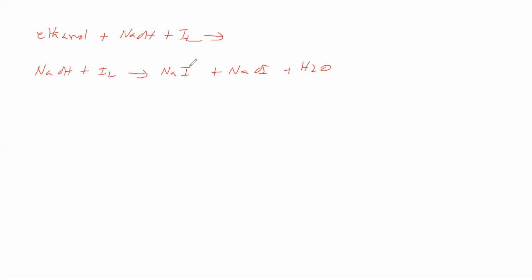What is the next step? Now ethanol. Ethanol is reacting with sodium hypoiodide to give what? Acetaldehyde. Here ethanol is undergoing oxidation. Sodium hypoiodide is the oxidizing agent. So ethanol undergoes oxidation to give acetaldehyde, that we can say.